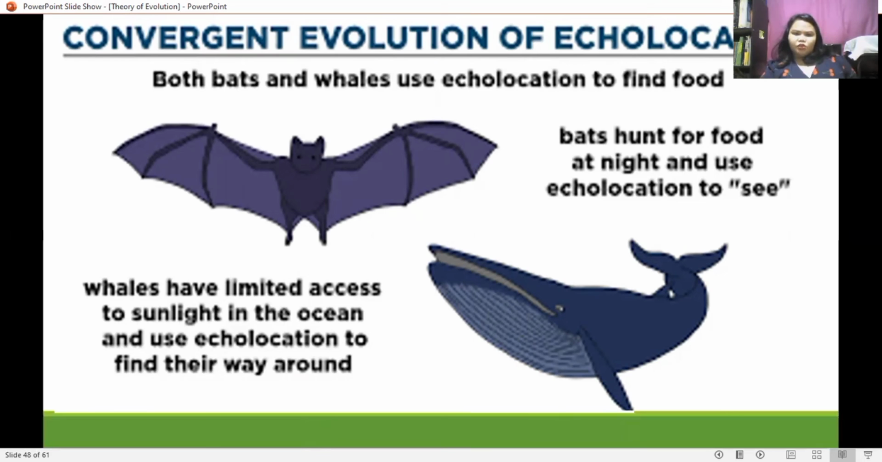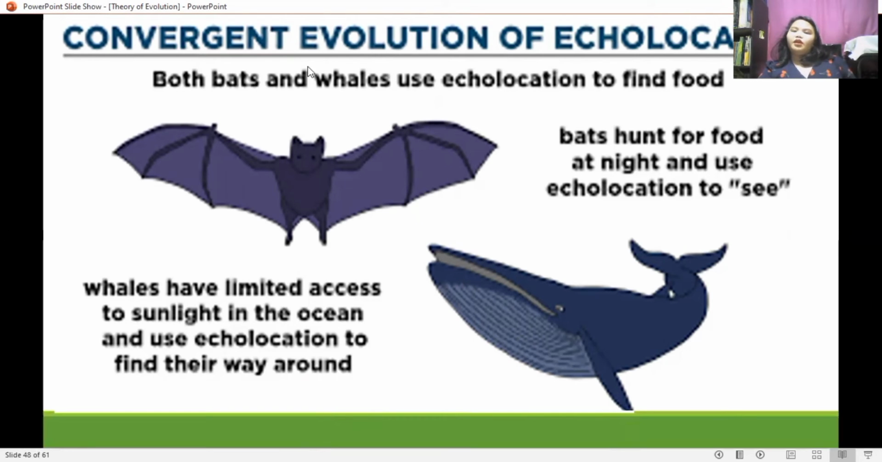So analogous structure is related to convergent evolution. When we say convergent evolution, this is wherein two or more different species evolved with similar traits, although they came from different classes. So for example, I have here the whale and the bat.